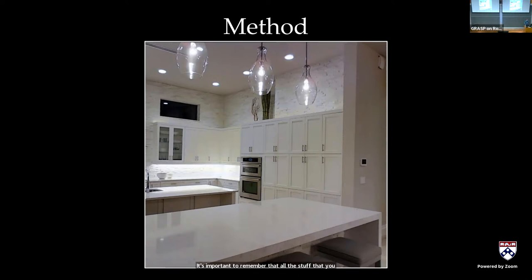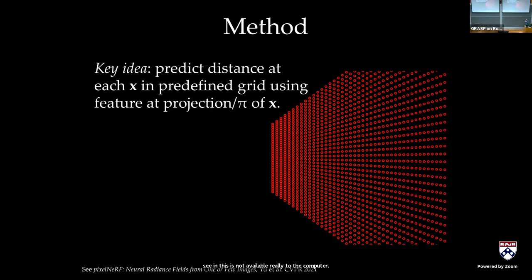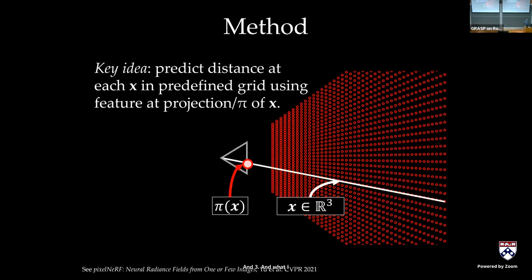So we have this image, and what we do is we start out with a predefined grid. The grid is defined using just the camera intrinsics. We don't fix it, we don't change it per image. I have a point in 3D, a point X, and my goal is to predict the distance or some property at that location X in 3D. What I do is I project that point in 3D, and I use information at the projection.